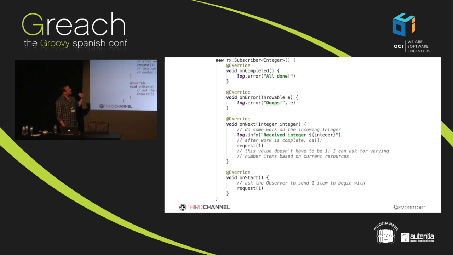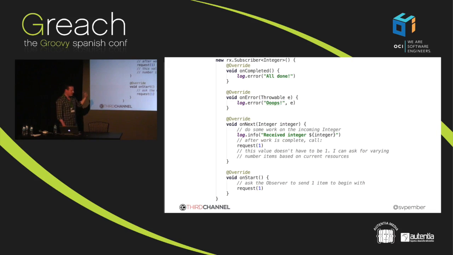So on completed, we say, hey, we're all done. I don't know why it's log error. Sorry about that. On error, yeah, we log an error. And then on next, we do some processing on the integer that we're receiving. And then there's a fourth method that's internal to the subscriber that signifies what to do when we start.